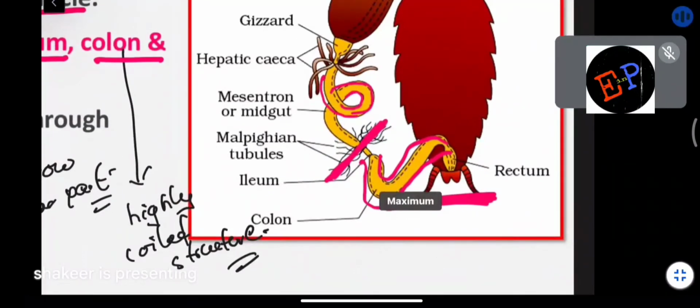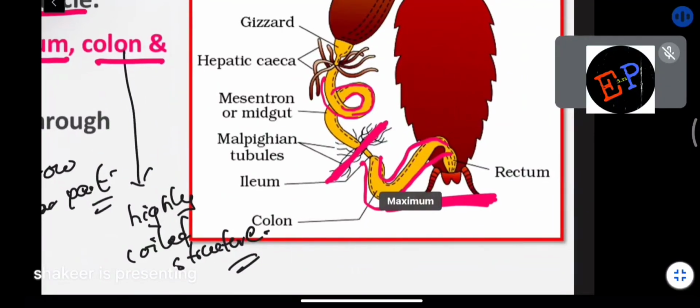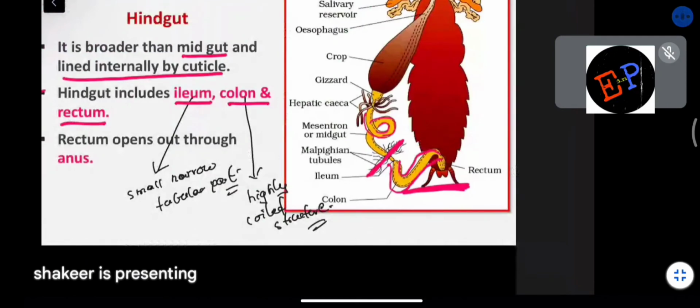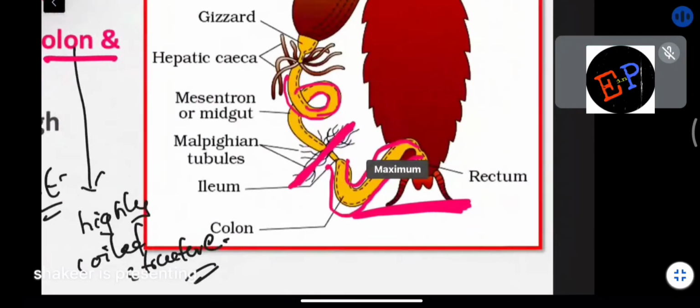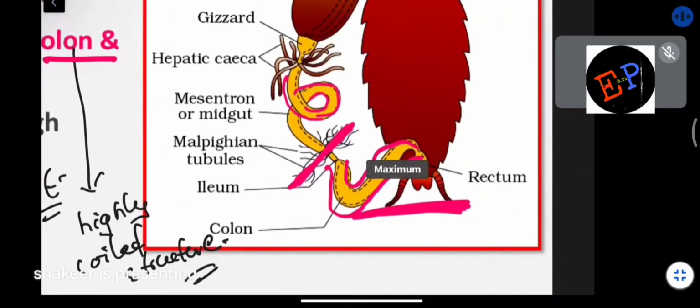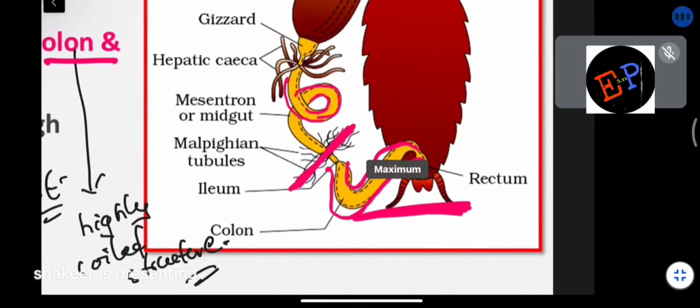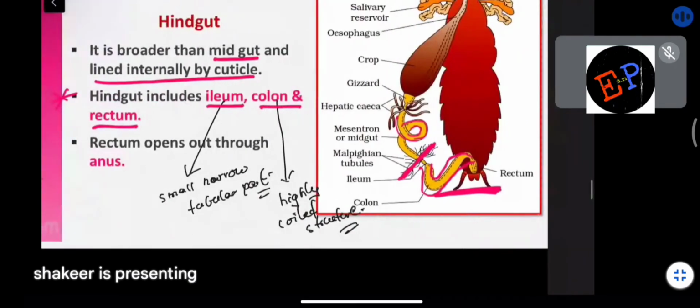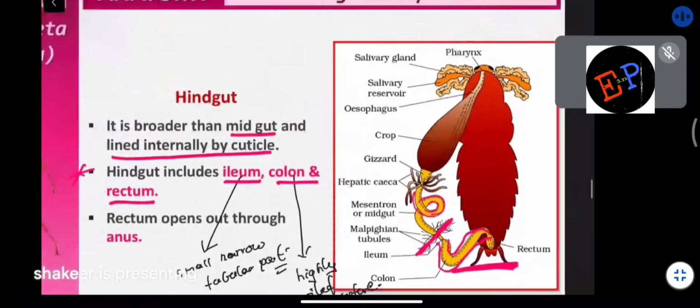So a very small tube you are seeing, which is attached to the Malpighian tubules. That small tube is nothing but the ileum. And to the ileum, the colon will be attached, and to the colon, the rectum will be attached, and the rectum opens out to the outside with the help of the anus. Clear? That's it.